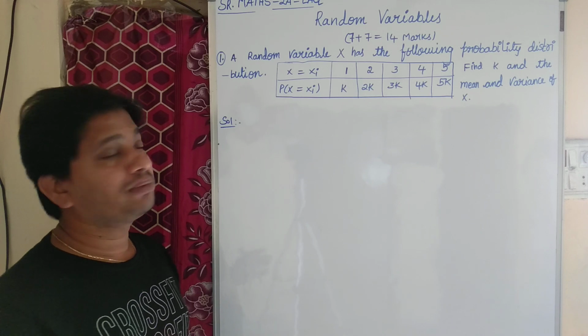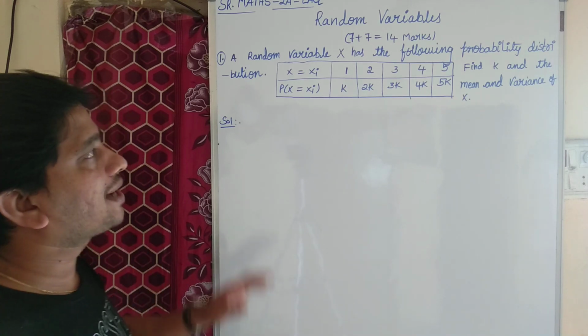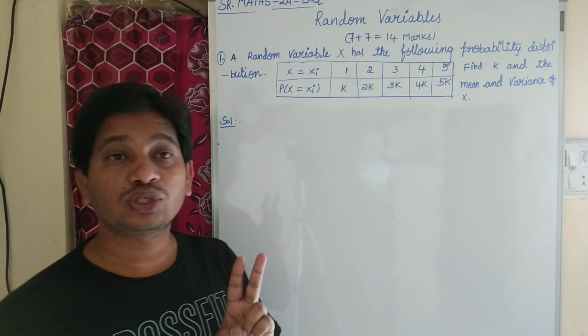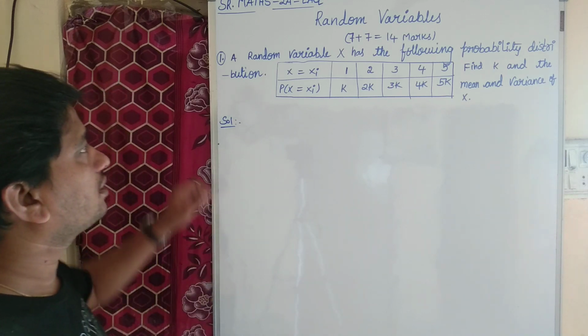Coming to the chapter, the chapter name is Random Variables. As this chapter carries two 7-mark questions, right?